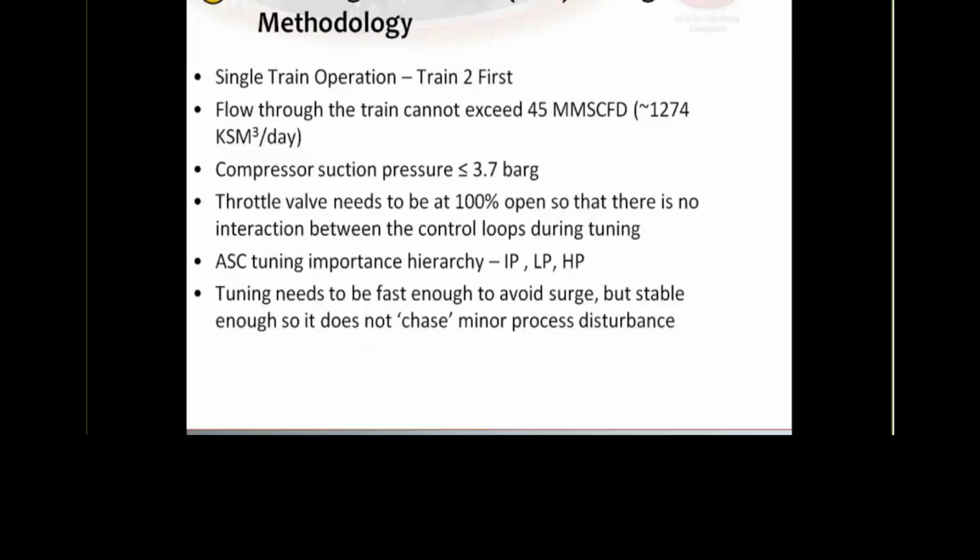We also came up with tuning parameters so that when the tuning exercise is done offshore, they do not have to start with a blank slate and go about it completely blind. The tuning parameters we came up with were fast enough to make sure that the compressors never surged, but also reasonable enough to make sure that there is no hunting between the different anti-surge controllers.